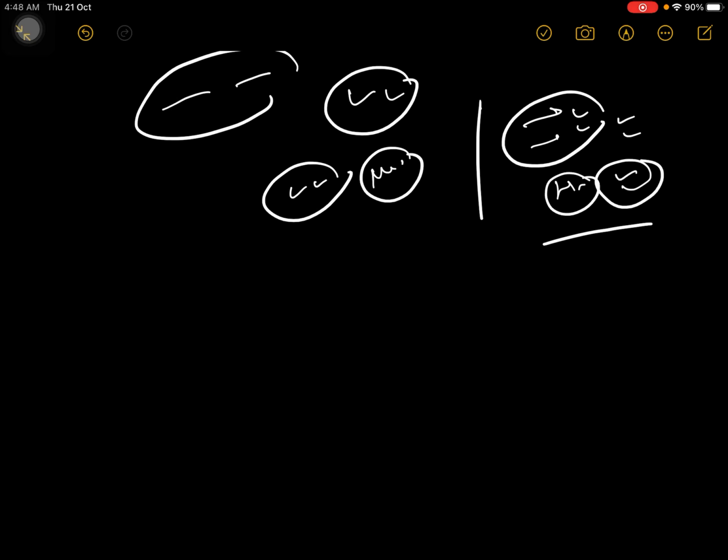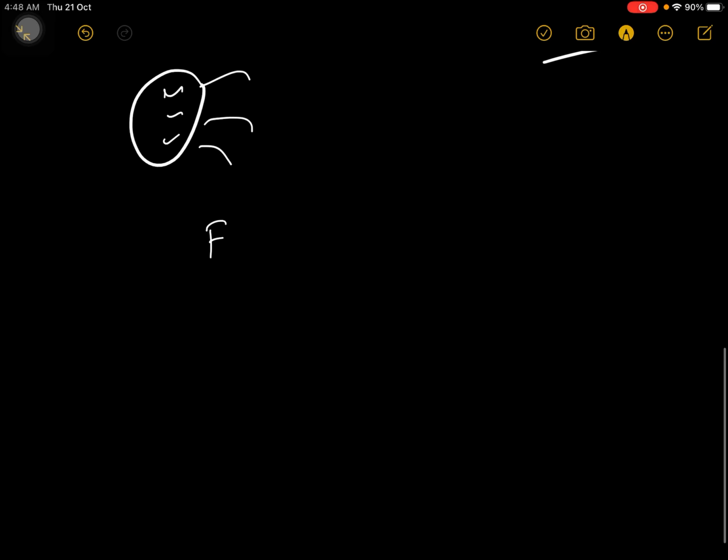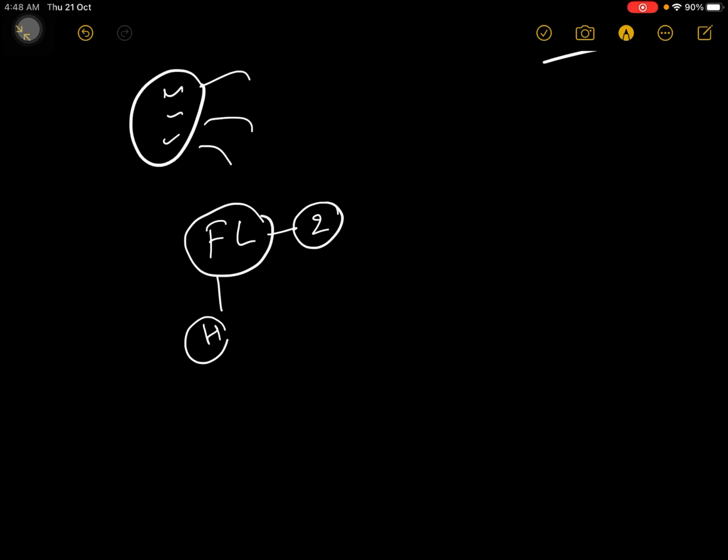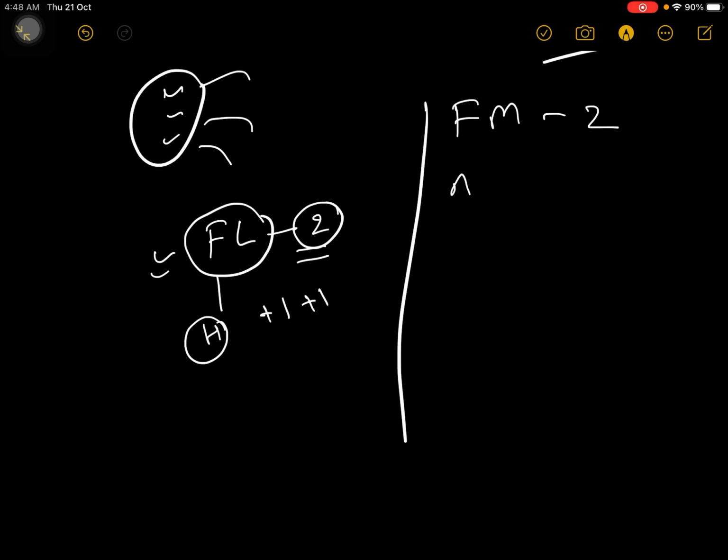It means every subject has its own demand for revision. For example, flight mechanics alone needs two revisions. One time you have to learn the subject, plus one revision, plus one revision. So you can just make a chart like this: flight mechanics, two revisions.